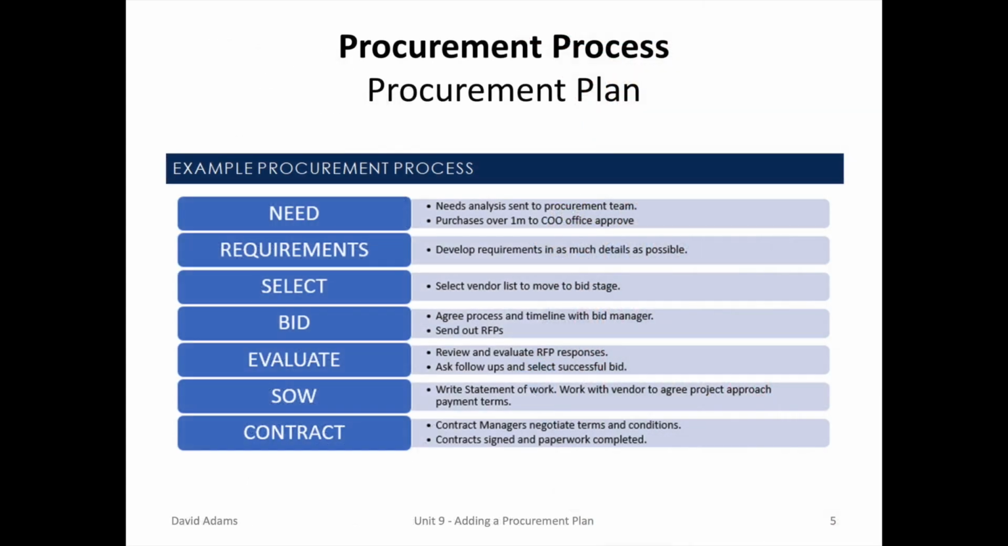Many organizations have a detailed procurement plan that spells out what the procurement process is. But from a very simplistic model, a need is identified, the requirements are put together, you'll select from a vendor list, the bids go out, someone evaluates, you put together the statement of work, and you sign a contract.